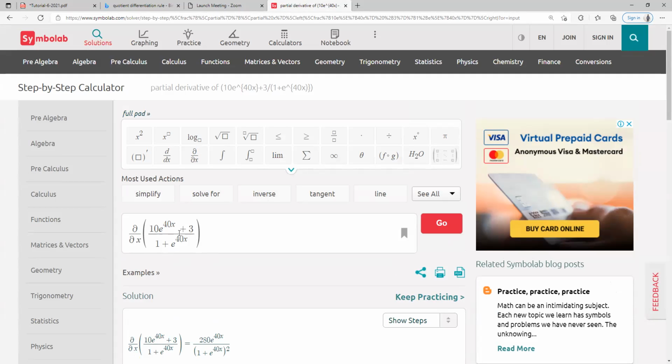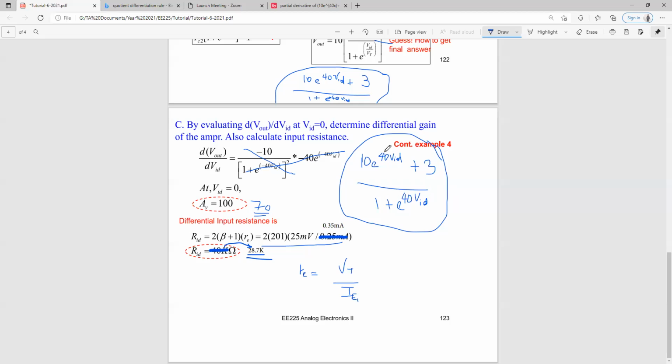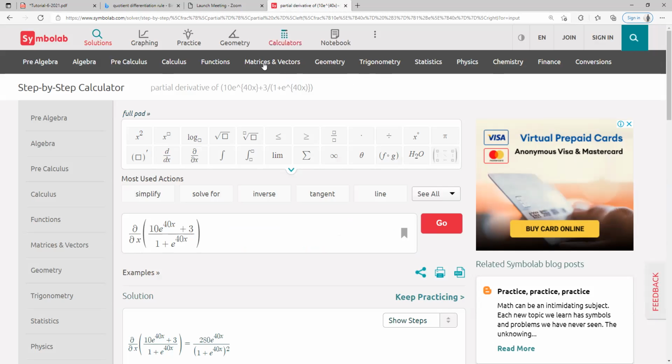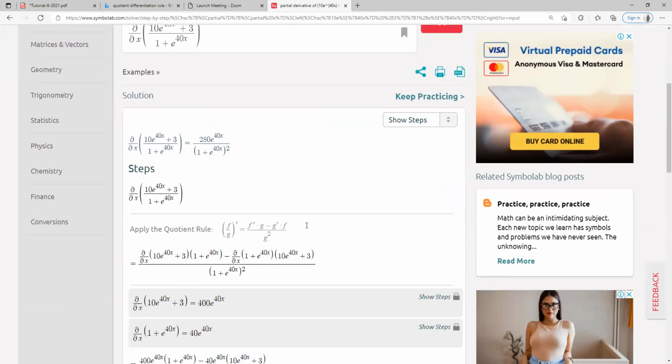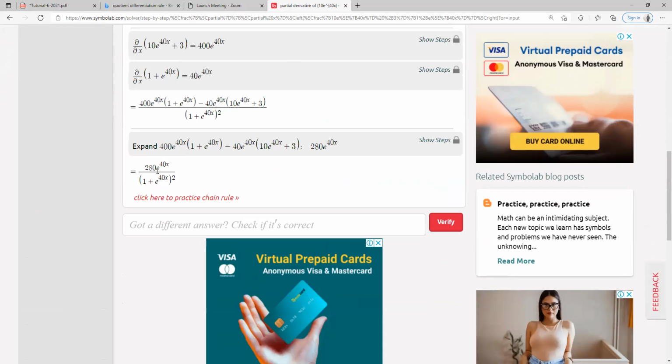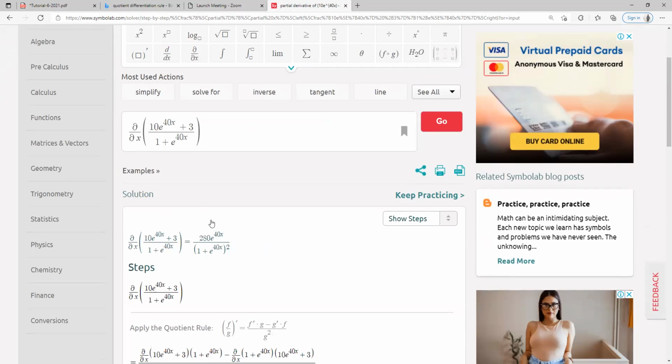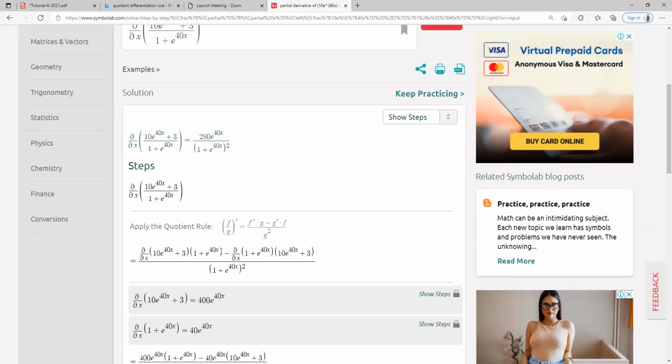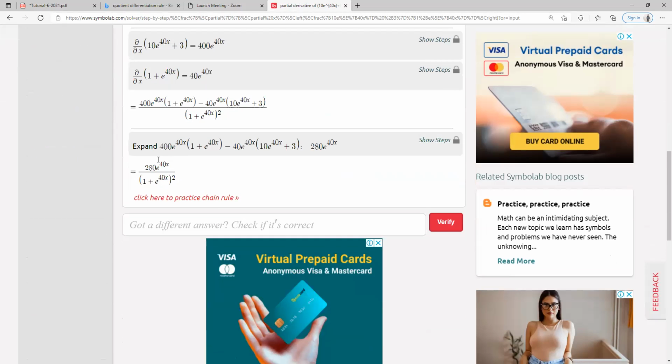So this is what I get. I have written this particular equation in terms of x in place of VID. I differentiate this whole term in terms of VID, so if I write it in terms of x, I have to differentiate it in terms of x. You write the equation and differentiate it, and you get this value: 280 e to the power 40x upon 1 plus e to the power 40x, whole thing squared. The rule used to find the derivative is the quotient rule.